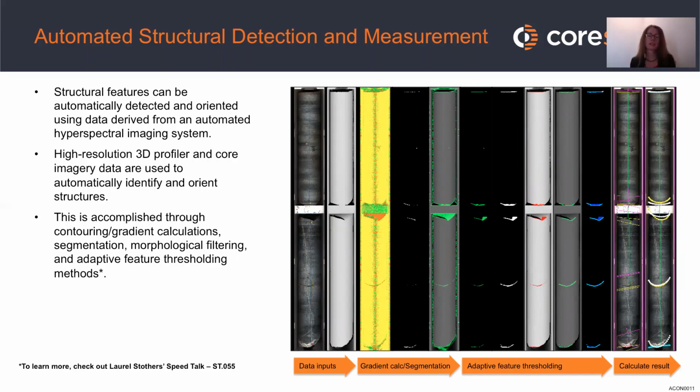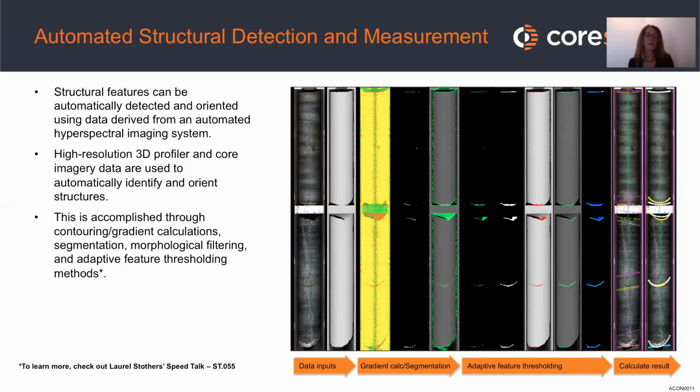That 3D profiler data is essentially a three-dimensional surface topography measurement of the surface of our core, very similar to a digital elevation model that you would use in GIS software. And so with these two base data sets, we actually run a series of contouring and gradient calculations, segmentation and morphological filtering steps, and finally some adaptive feature thresholding methods that allow us to actually extract and orient the structures that are observed in the image.